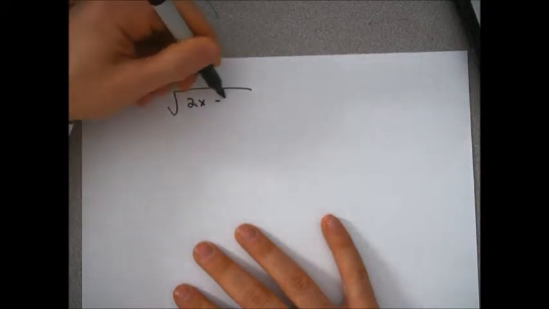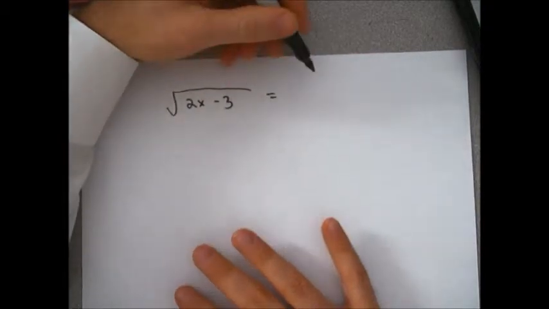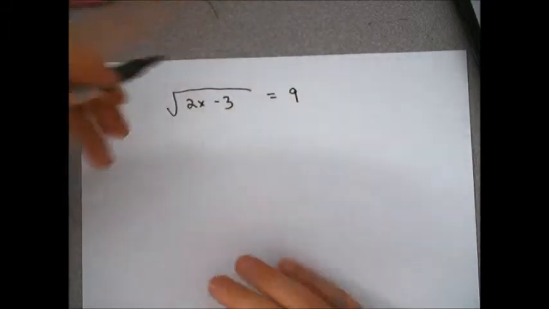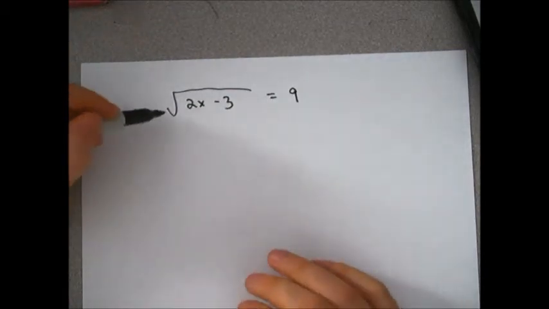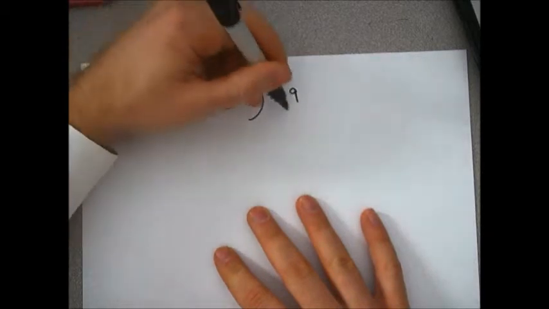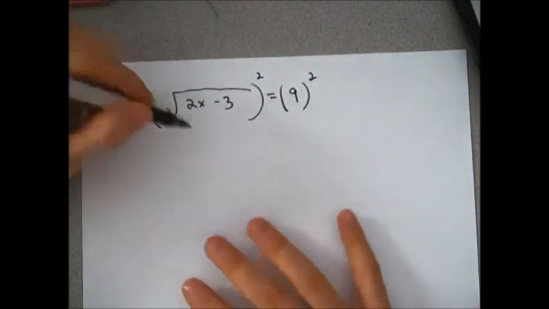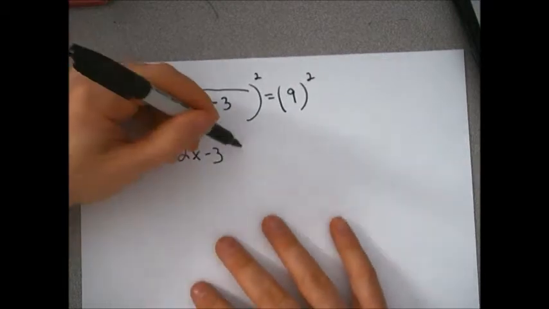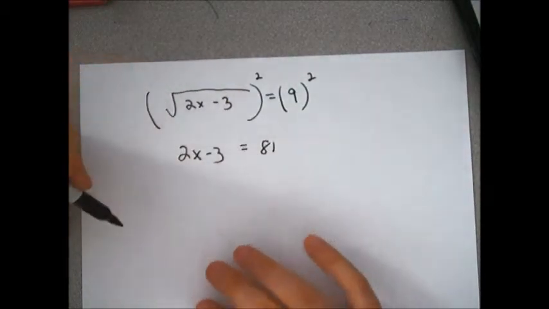Okay, our next one is going to be a radical equation. So let's say we have the square root of 2x minus 3, and that is going to be equal to let's say 9. So, to get rid of a square root, you square both sides. So I want to square that and square that. And when you square a square root, you're just left with whatever's underneath. And on the other side, I would have 81.